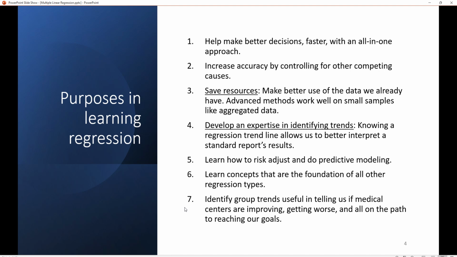Number 7 is to identify group trends, useful in telling us if medical centers are improving, getting worse, and if we're all on the path to reaching our goals. So if we do group differences and trends over time, that would be something we can do all at once in a multiple linear regression.